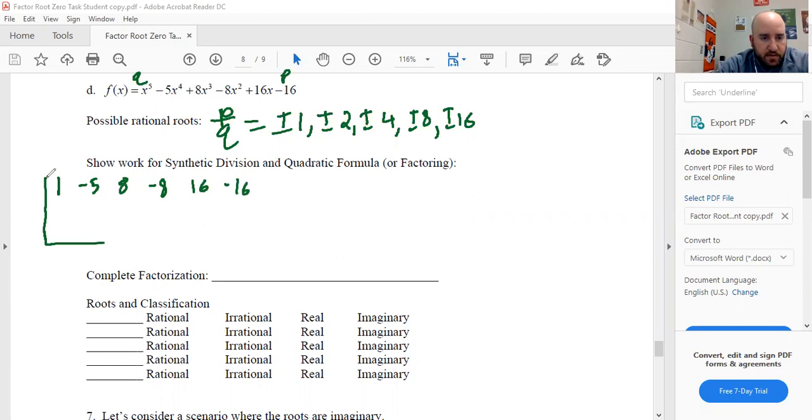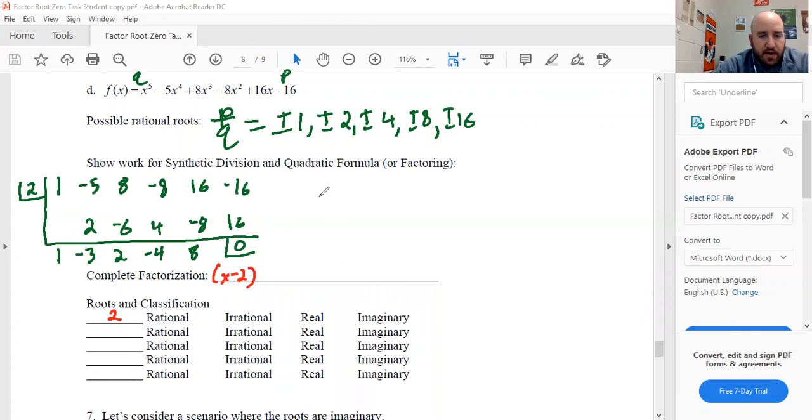All right, so there's my synthetic. Put 2 on the outside, and then we're just going to go. Drop the 1. 1 times 2, 2. -5 and 2, -3. -3 times 2, -6. 8 minus 6, 2. 2 times 2, 4. -8 and 4, -4. -4 times 2, -8. 16 minus 8, 8. 8 times 2, 16. -16 and 16, 0. So I got a root of 1, I got a root of 2, and x minus 2.